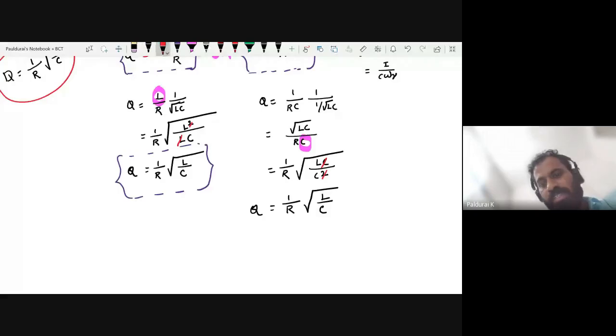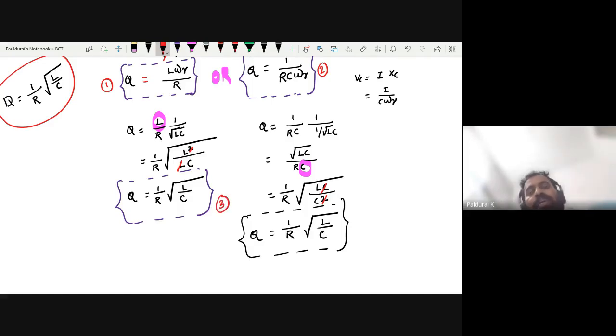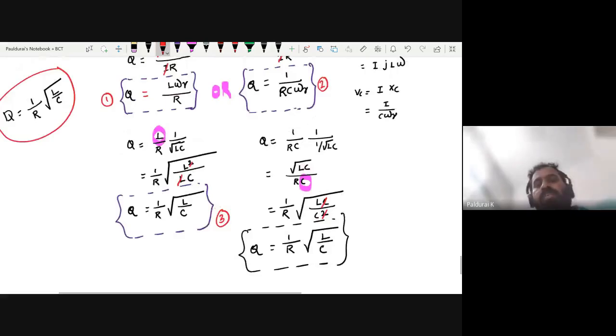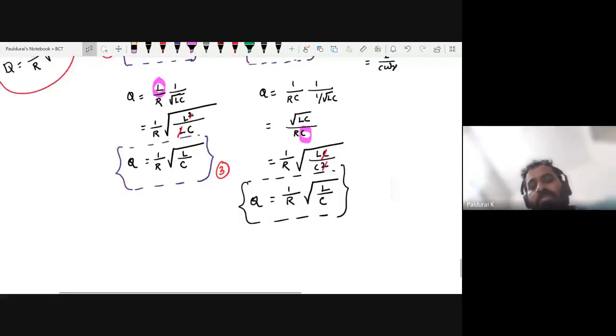Another formula. So three formulas for quality factor. This is formula number 1, in terms of resonant frequency and L. Here in terms of resonant frequency and C. Here no need of resonant frequency. Once you know R, L, C, then you can use this formula. So based on the given things, take any formula, but please make a note. It's very important. All the formulas.